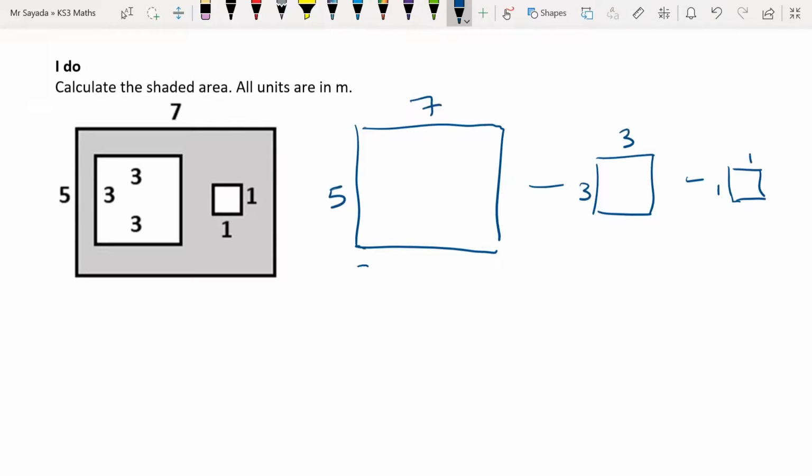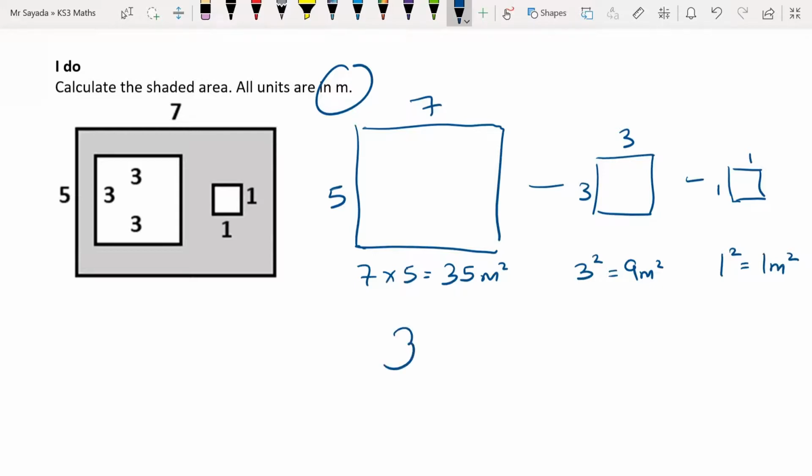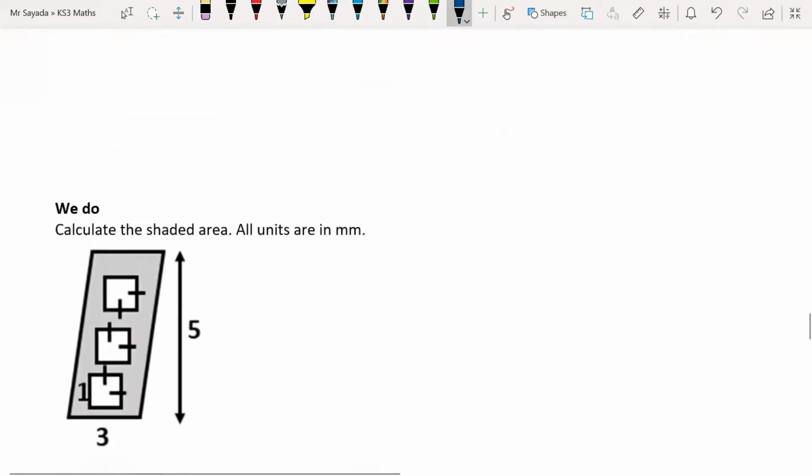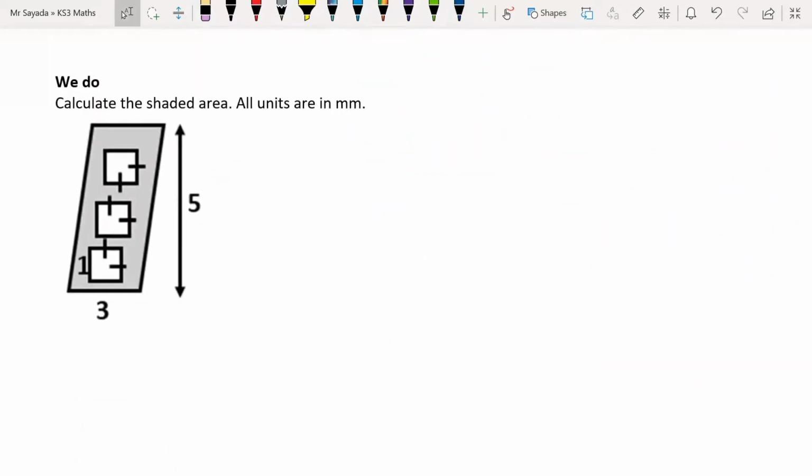So the area of this rectangle is 7 times 5, which is 35 meters squared. The area of this square is 3 times 3, or 3 squared, which is 9 meters squared. And the area of this square is 1 times 1, which is 1 squared, which is 1 meter squared. So I now need to do big rectangle minus that square, which leaves me altogether with 25 meters squared. You're going to try an example now. Pause the video and try this example. Press play once you're ready.